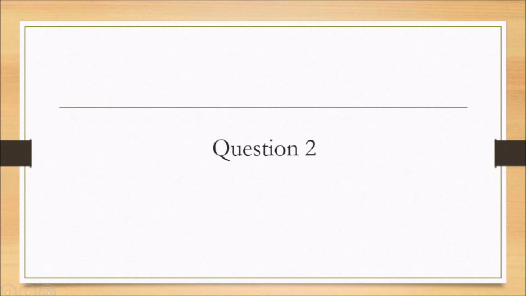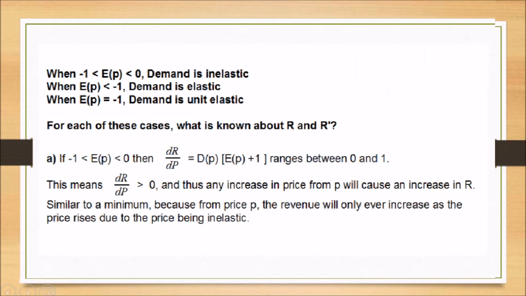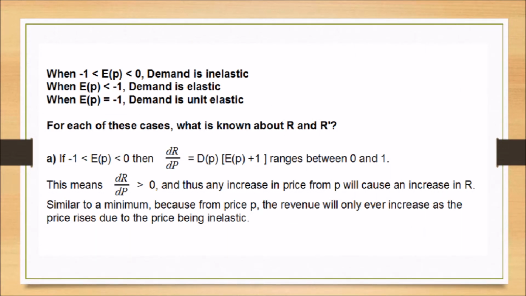Calculus and Economics, question 2. When -1 is less than E(P) is less than 0, demand is inelastic. When E(P) is less than -1, demand is elastic. And when E(P) is equal to -1, demand is unit elastic. For each of these cases, what is known about R and R prime?